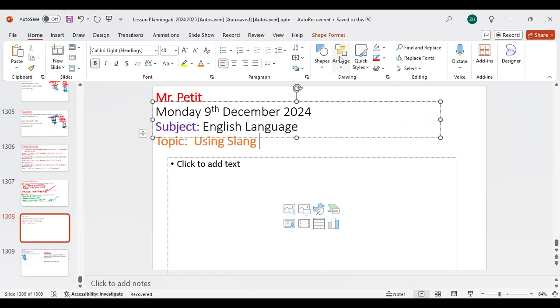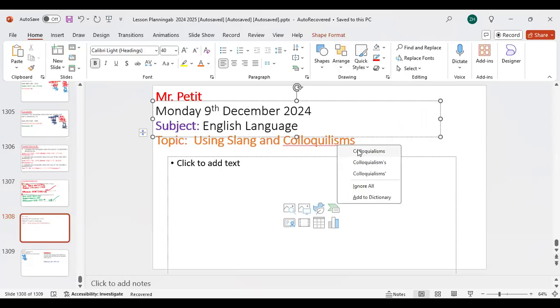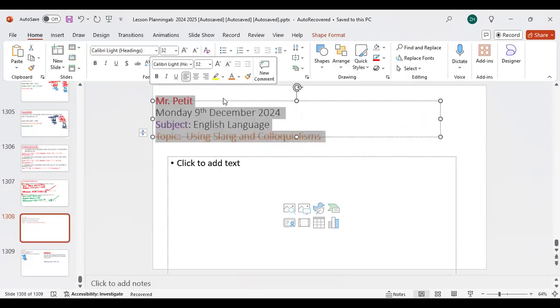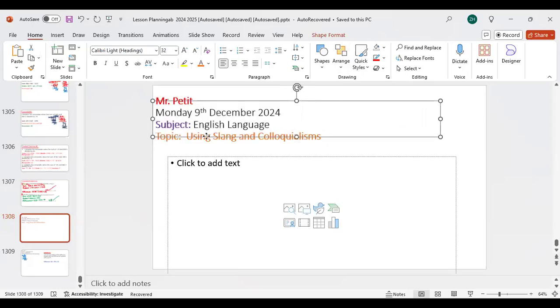No problem. So we're going to be talking about using slang and colloquialisms. Mr. Petit, can I have you do one language right now because I have a language exam tomorrow? You have a language exam tomorrow? Oh wow. Yes. That's good. All right, so using slang and colloquialisms.